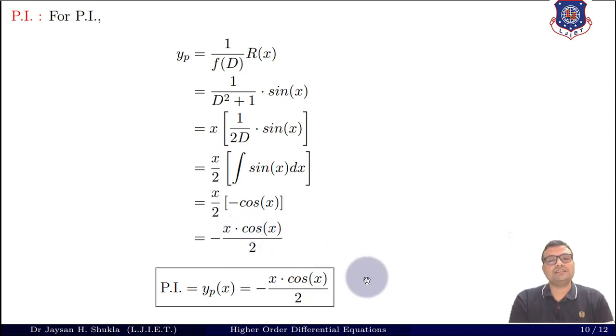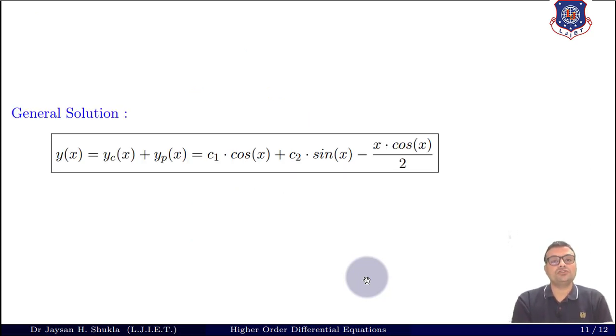You should again pause at this stage. You can go through this solution step by step, try to understand it, in which case I am replacing directly d square with minus 1, minus of a square, and in which case I am taking the derivative. And remember one thing, you cannot change the value of d, you can change only the value of d square. And so the general solution would be c1 cos x plus c2 sin x minus x into cos x by 2.